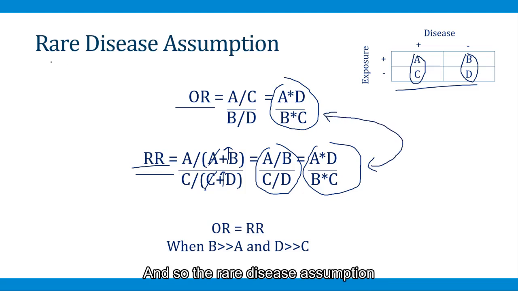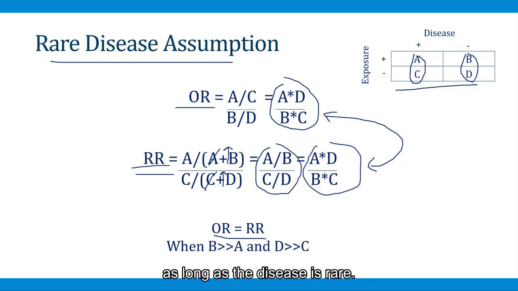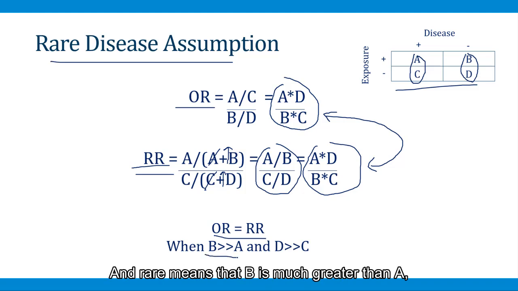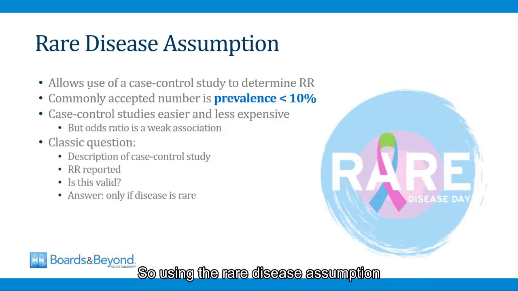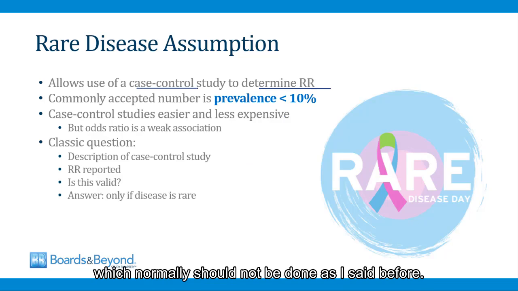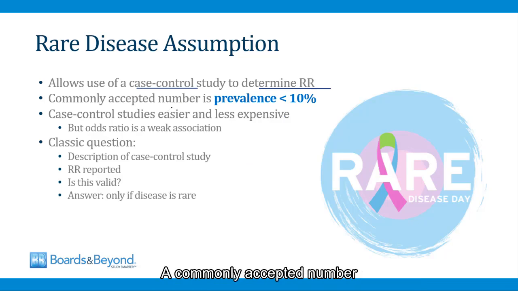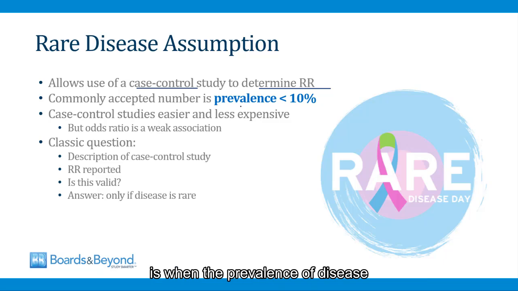And so the rare disease assumption says that the odds ratio is equal to the risk ratio as long as the disease is rare. And rare means that B is much greater than A and D is much greater than C. So using the rare disease assumption, you can report a risk ratio from a case control study, which normally should not be done, as I said before. A commonly accepted number for when you can apply the rare disease assumption is when the prevalence of disease is less than 10% in a population.